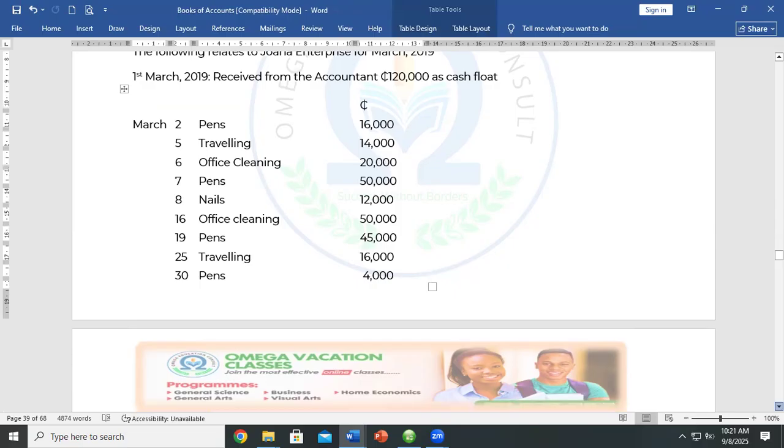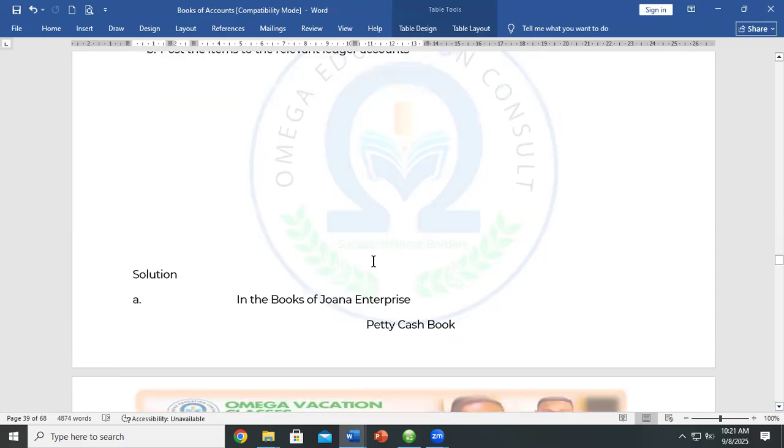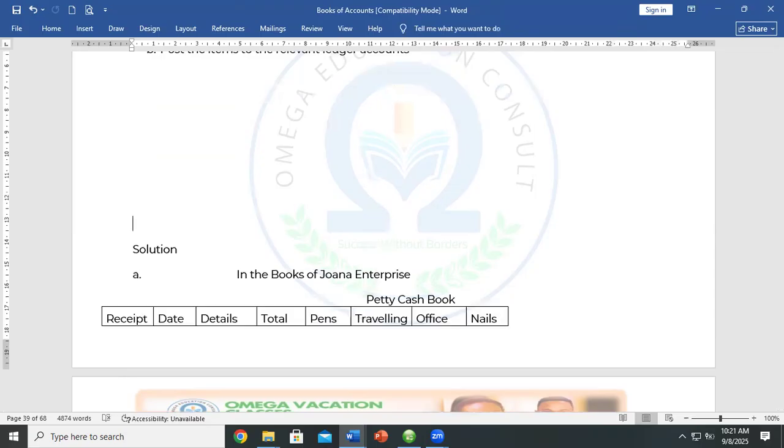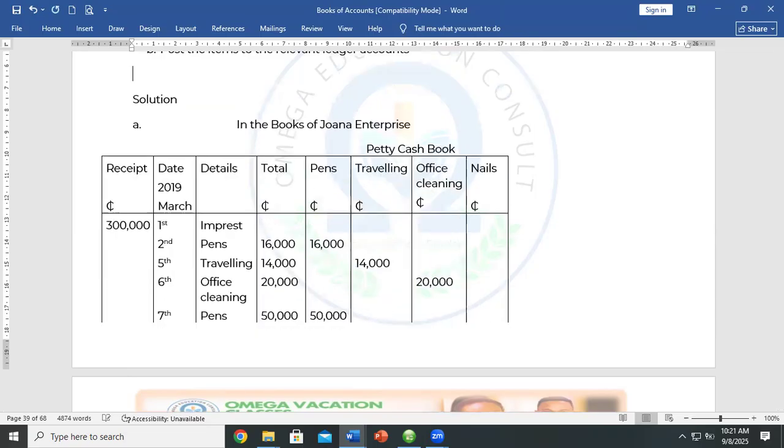So let's look at the suggested solution. Professors, you put down your format, right? The name of the business is the first. You are preparing the petty cash book. We have discussed the columns.